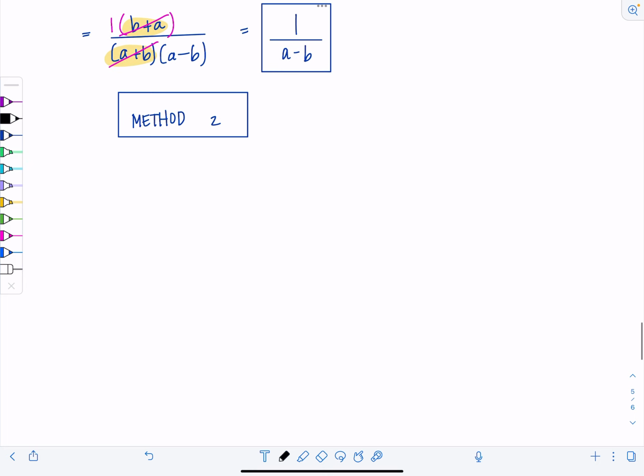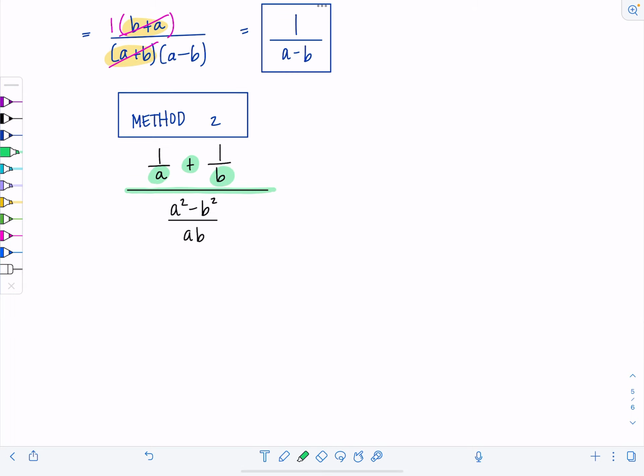Okay, so method 2, if we have 1 over a plus 1 over b over a squared minus b squared over ab. So method 2 basically says if there's addition or subtraction in the numerator or denominator, you do that first, and then you rewrite this fraction bar as the division sign after you do that. Okay, so let's look here at the numerator. If I want to add these two terms together, what would my common denominator be? It would be ab, right?